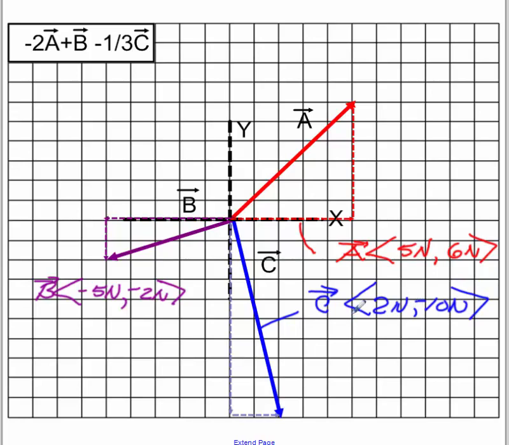Okay, again, I haven't done any multiplication. Now I'm going to go ahead and do the minus 2a. Could I not say that the minus 2a vector is going to equal, I'm going to multiply everything here by negative 2. It's going to equal negative 10 newtons, comma, negative 12 newtons.